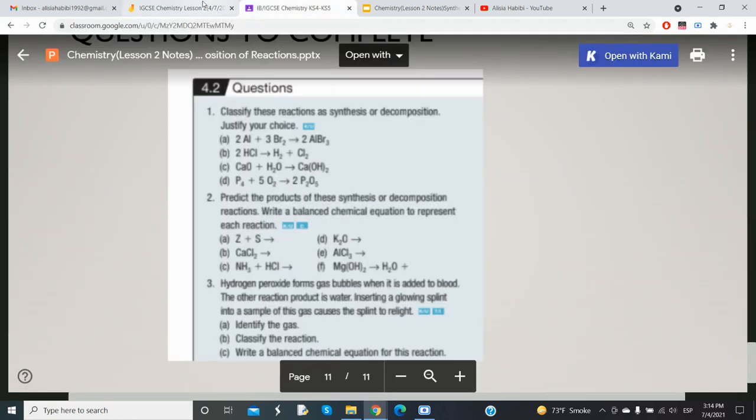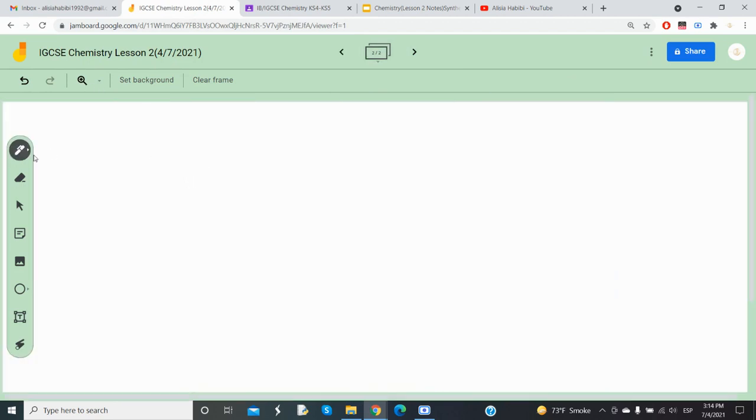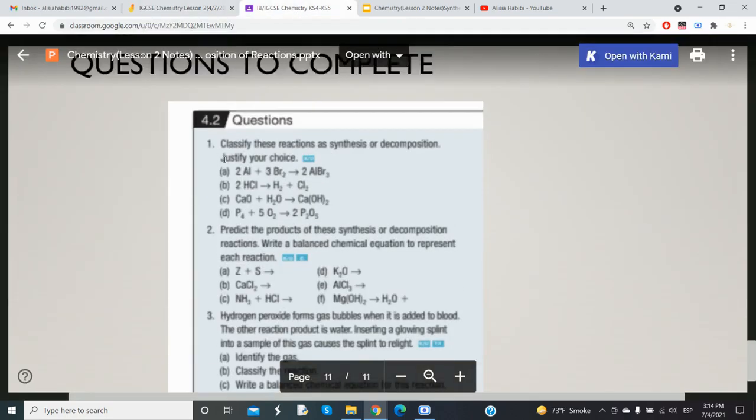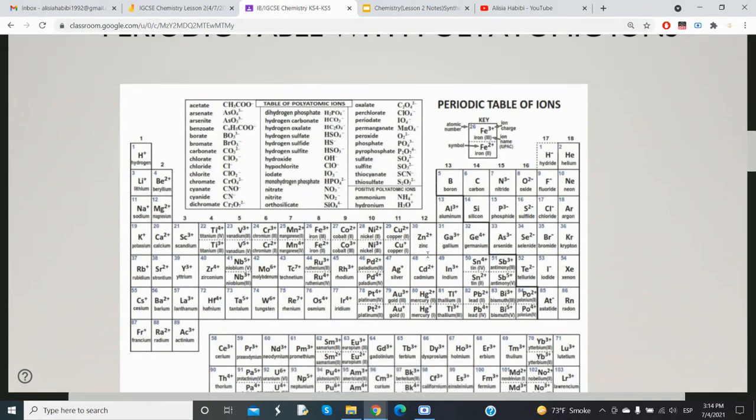The first one, I'm just going to go to a new slide and change pen colors. We have zinc reacting with sulfur, and it's going to give us obviously zinc sulfide. Remember, we can determine this by the ionic charges. If you go back to the slide, to the beginning, and look at the polyatomic periodic table, you can see that zinc has a charge of +2, and sulfide will have a charge of 2- as well.